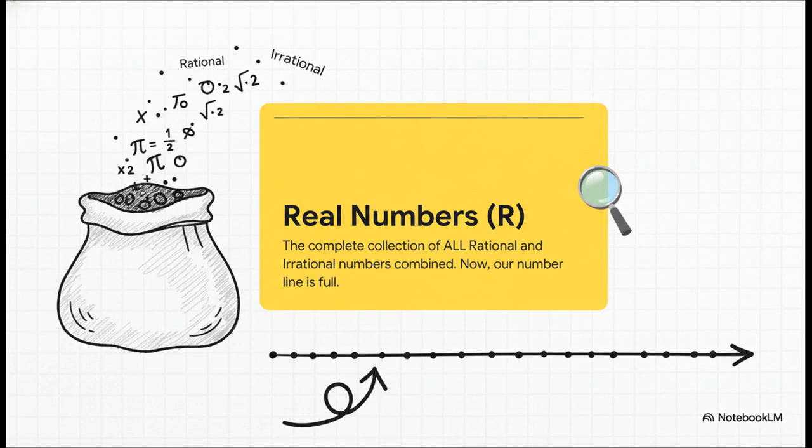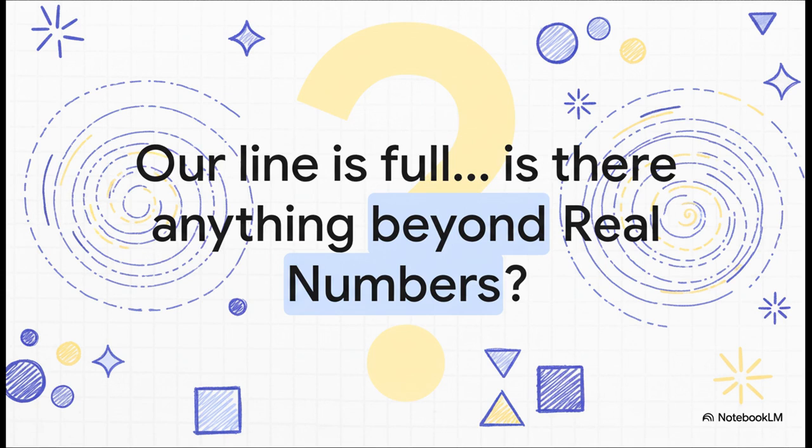And now, finally, our number line is truly complete. There are no gaps left. Every single point on that line is a real number. But that leaves us with one final fascinating question. We've filled the number line, so is that it? Is that the end of the story for numbers? Or, just maybe, is there something else out there beyond the real numbers? Something even stranger, just waiting to be discovered? It's definitely something to think about.